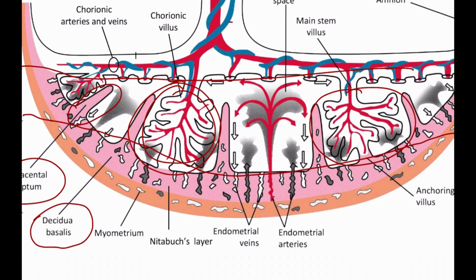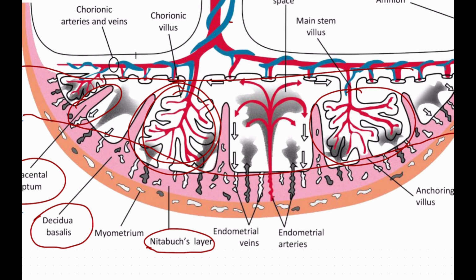Next, we have the Nitabuch layer, a fibrous or fibrinoid layer of material found at the interface between the maternal tissue and the decidua. All this does is act as a boundary zone during placental attachment. It plays a key role in preventing excessive invasion of the trophoblast into the uterine wall.